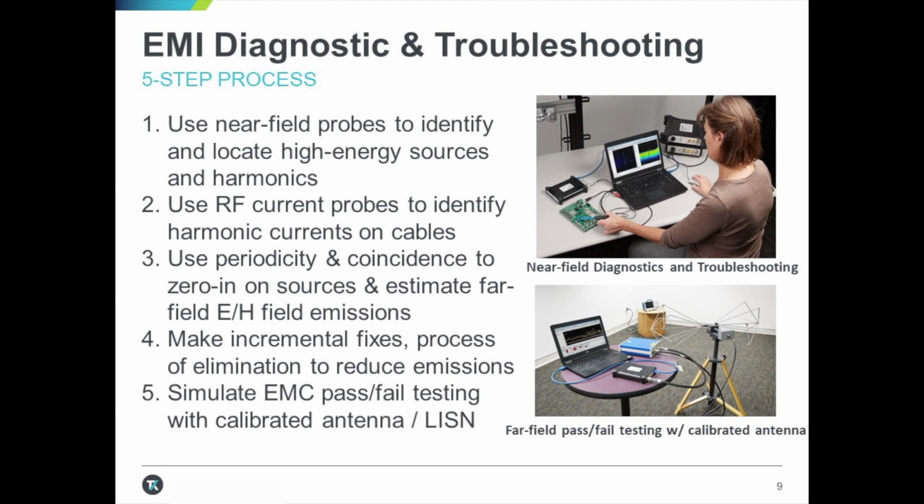With the fifth and final step being able to simulate your own EMC pass-fail testing using a calibrated antenna for far-field radiated emissions testing, or a LISN, line impedance stabilization network, for conducted emissions, giving you the confidence that you'll pass your first time through the compliance lab.